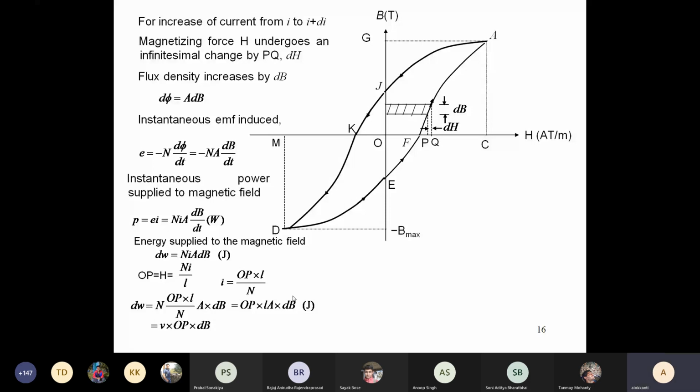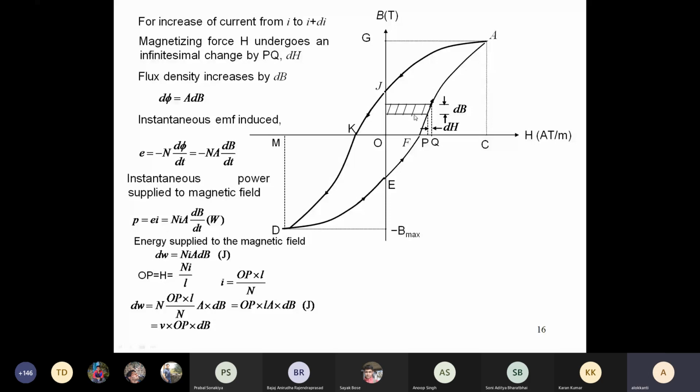So we are at a particular value of the current I, where the field intensity is OP, into dB. Now if you come to this diagram, this is an infinitesimal change in current. Mind the word infinitesimal, a small change in current. A small change in current will result in a small change in dH and a small change in flux density dB. So OP into dB means what? The area of this shaded area. Yes, OP into dB means the area of this shaded region.